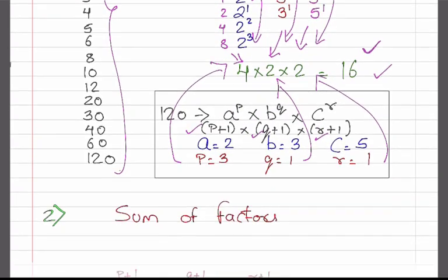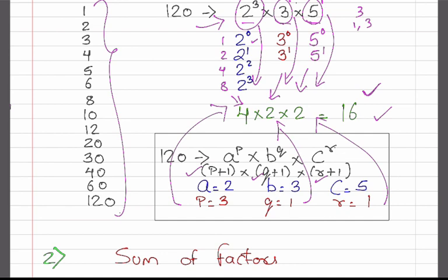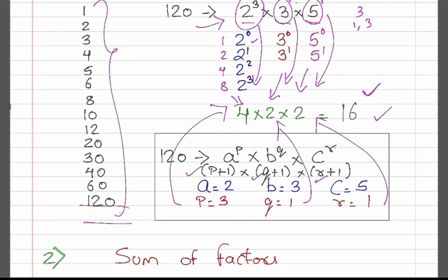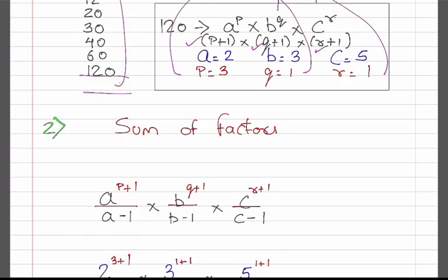Now I am asking you, what is the sum of the factors? What do you mean by this? Add all of them: 1 plus 2 plus 3 plus 4, keep on adding like this. What will be the sum of the factors? This will again be simple. How can we do this? There is again a formula for this.